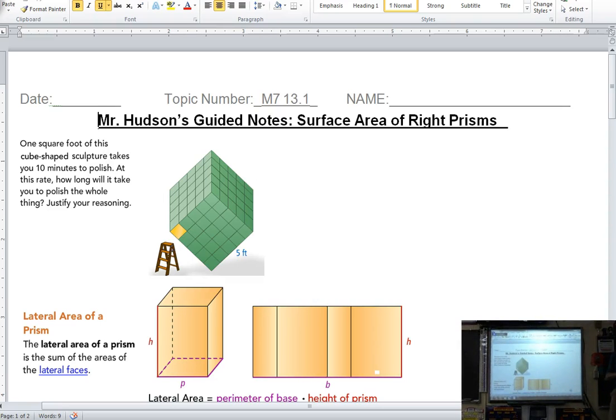Volume. So surface area is how much area completely covers the surface of an object. You guys in 6th grade probably just talked about area. When we talk about just area, what are we talking about? What kinds of shapes? Circle, square, trapezoid, rhombus, triangle.